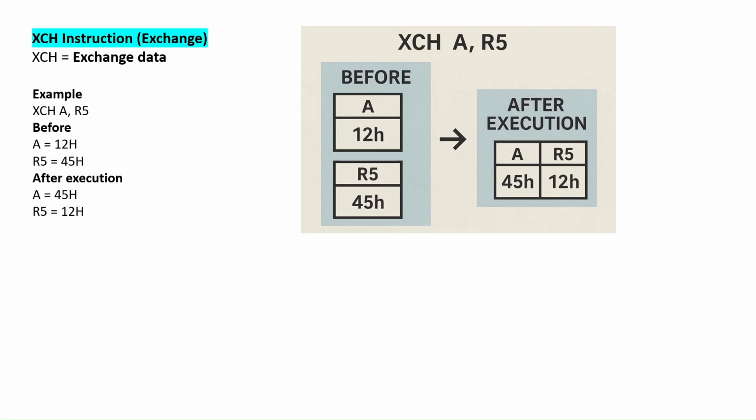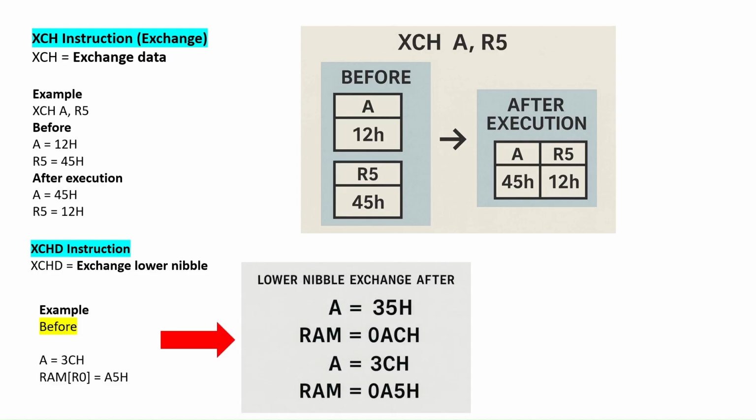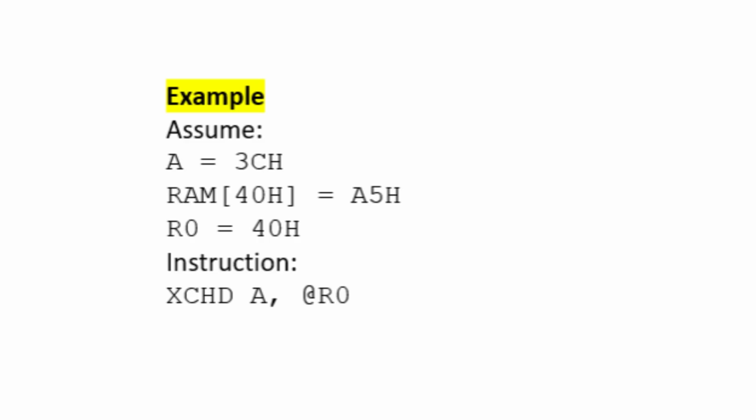Another instruction is XCHD, which exchanges only the lower nibble of data. XCHD means exchange digit. It exchanges only the lower nibble, 4 bits, between accumulator A and the RAM location pointed by R0 or R1. Important: only the lower 4 bits are exchanged, not the whole byte. Example: assume A equals 3CH, RAM 40H equals A5H, R0 equals 40H. Instruction: XCHD A, @R0.